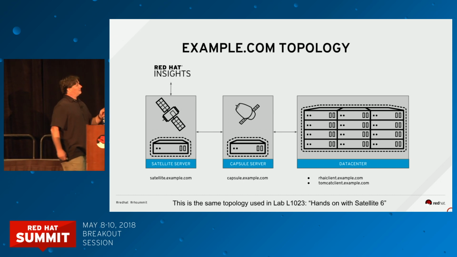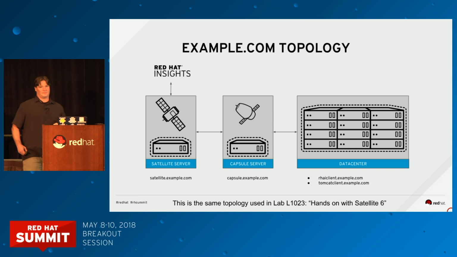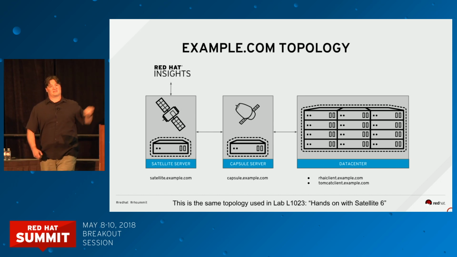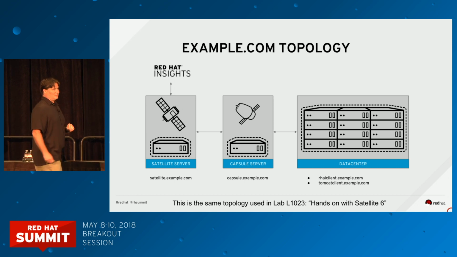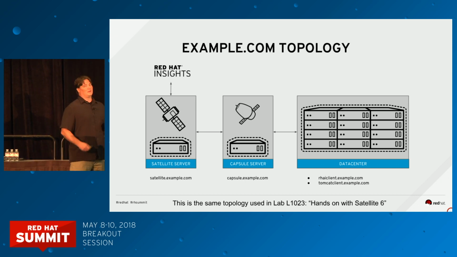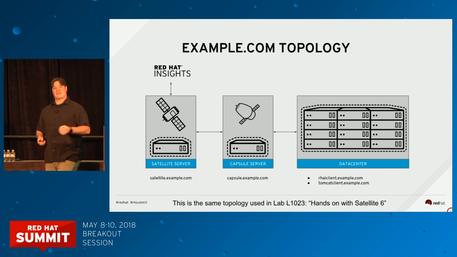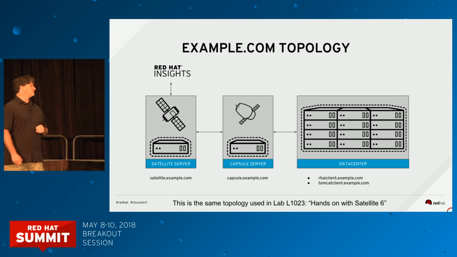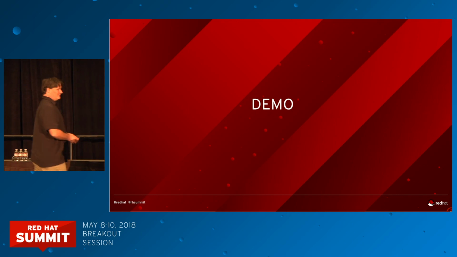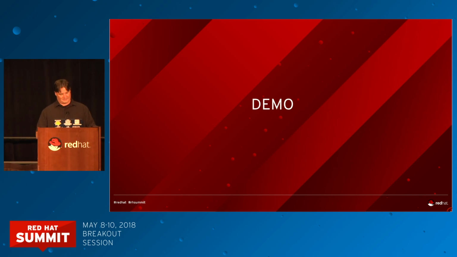Satellite server connects to Insights. We then have a capsule that connects to Satellite, and we have two hosts that connect to the capsule. So only two hosts we're dealing with, but the workflow is exactly the same regardless if it's 2 or 200 or 20,000. All right, so let's do this.